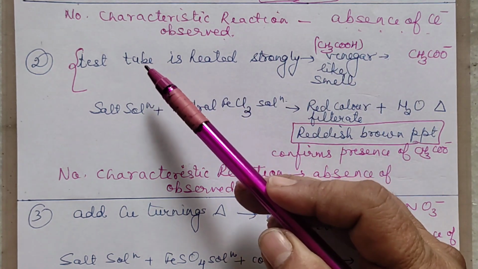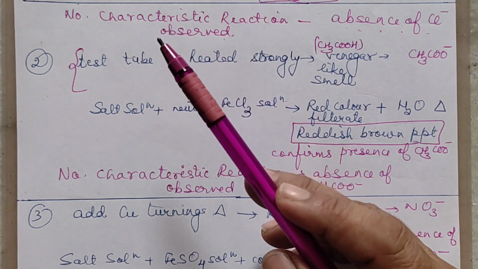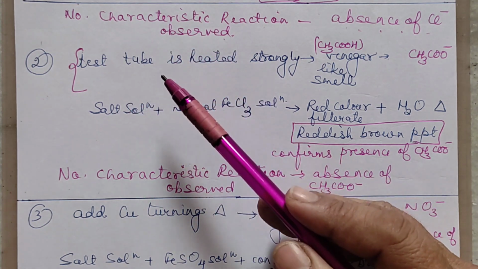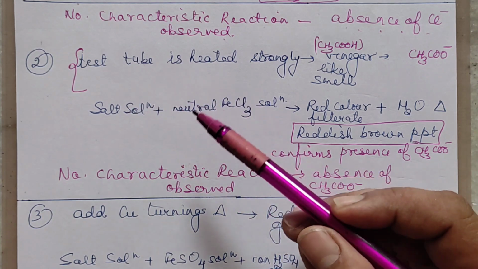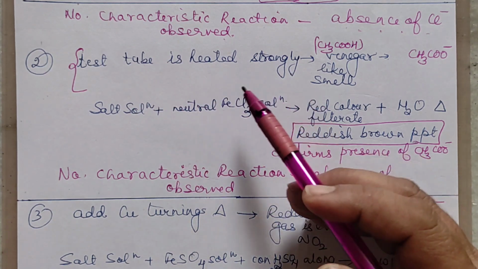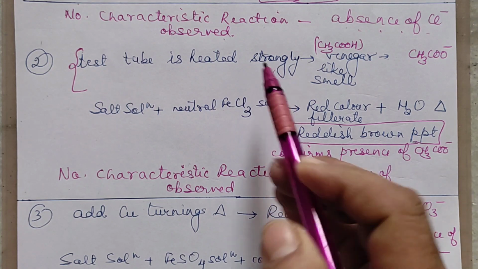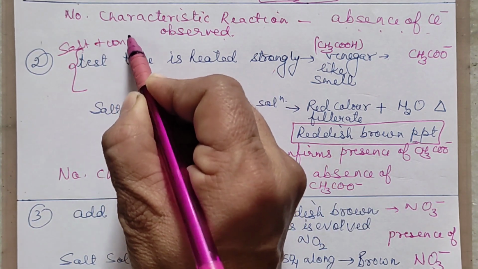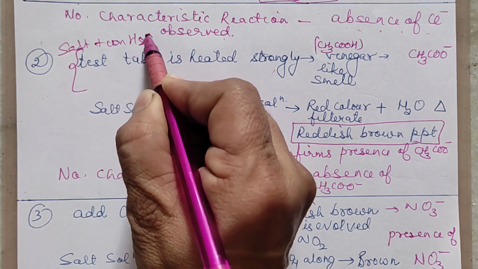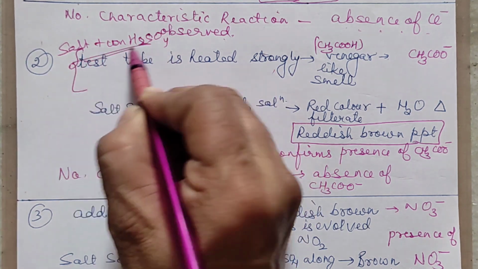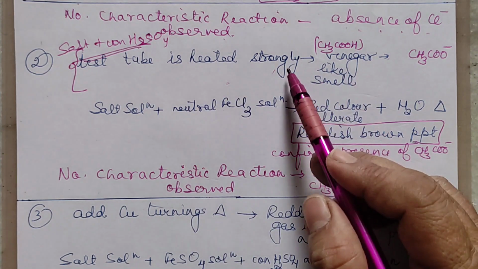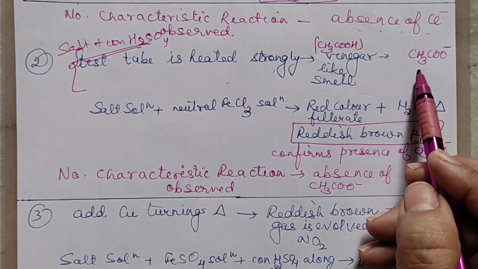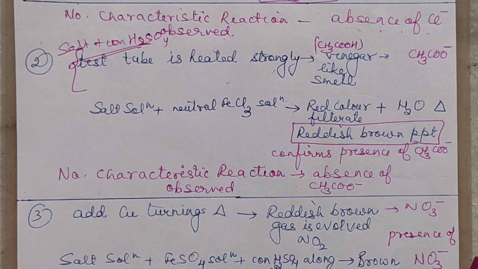To the same test tube, salt and sulfuric acid was already added. Since no reaction was there, you did not perform the chromyl chloride test or the silver nitrate test. Now the same test tube you will be heating, that means salt plus concentrated sulfuric acid, H2SO4, is there. You did not get anything from chloride, you heat the test tube. When you heat it, you will get a vinegar like smell. If you get a vinegar like smell, that means probably it is acetate ion.